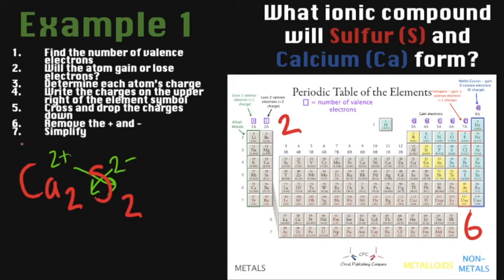So this is where step 7 comes in, simplify. Well, saying that for every 2 calciums there's 2 sulfurs, that's the same thing as saying for every 1 calcium there's 1 sulfur. So the simplified way to write this would just be CaS. We don't have to say Ca2S2. They're the same. So we can just say CaS. All right, so that is calcium sulfide. That is the ionic compound that forms.